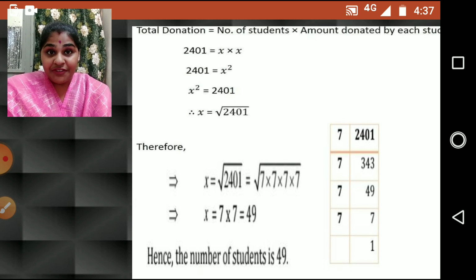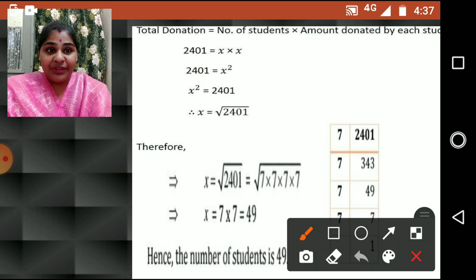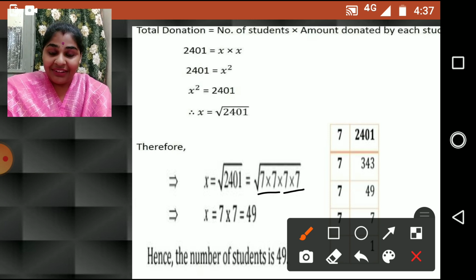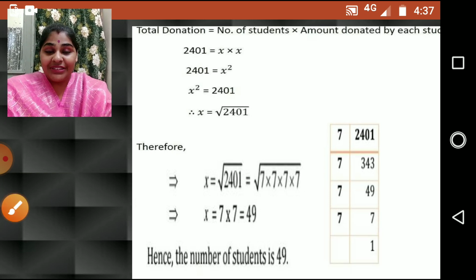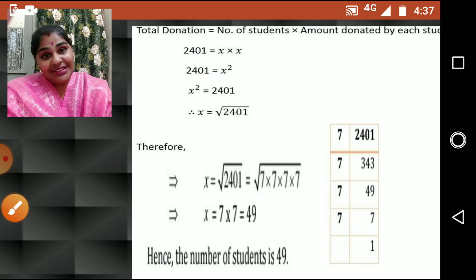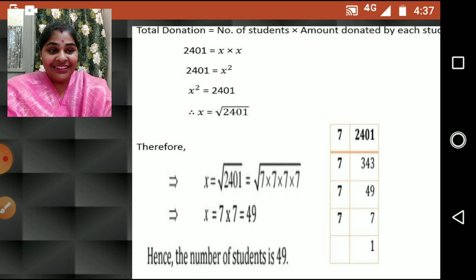Taking the factors, we will pair the similar factors. So here you can see one pair of 7 and another pair of 7. Taking one number from each pair, that is 7 into 7 will be 49. That is, x is equal to 49. So hence the number of students is 49. So 49 into 49, the total donation will be 2,401. I hope this is clear, children.